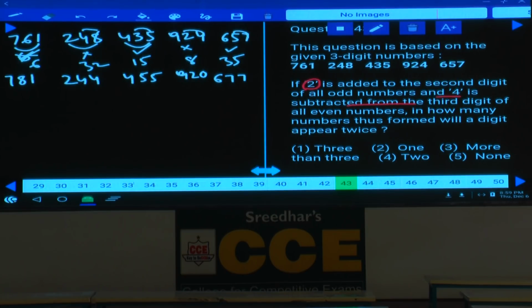Then, in how many numbers thus found will a digit appear twice? Now tell me in how many such numbers a digit appears twice? Now in 244, 4 appears twice. 455, 5 appears twice, 677, 7 appears twice. Then what is your answer here? 3, that is choice 1.